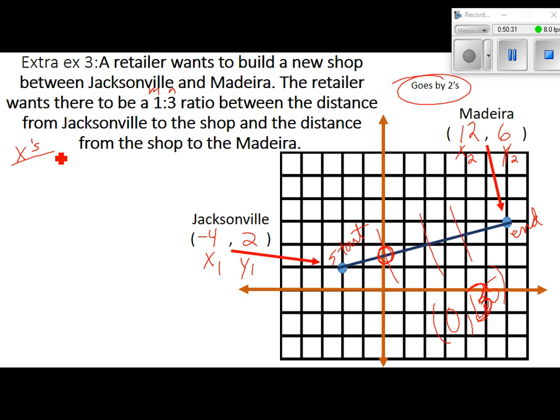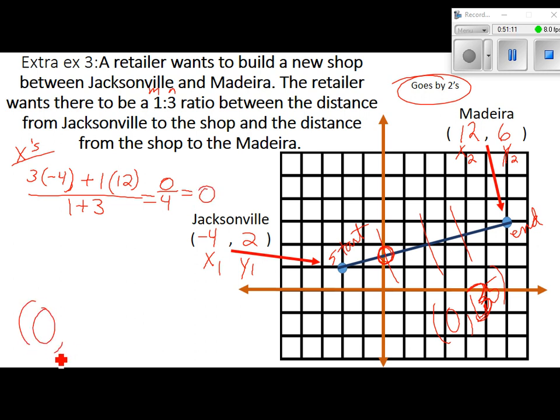So, on this, we're using this formula again. What's n? 3 times, what's x1? Negative 4. Plus, what's m? 1. What's x2? 12. Over what's m? 1. Plus n? 3. We said the top is 0. What's on bottom? 4. What's 0 divided by 4? 0. So the x coordinate of our answer is 0.